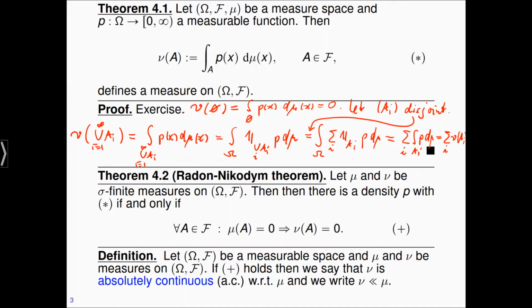Okay, so the rest of this section contains properties of the density p, the density that exists whenever nu is absolutely continuous with respect to mu. And we're going to see a lot of examples. Contrary, the proof of this theorem is given in the next section, section 4.2.